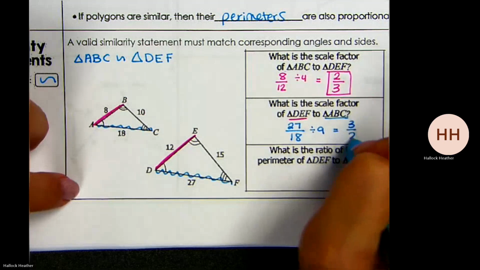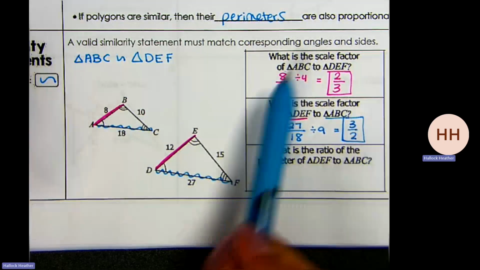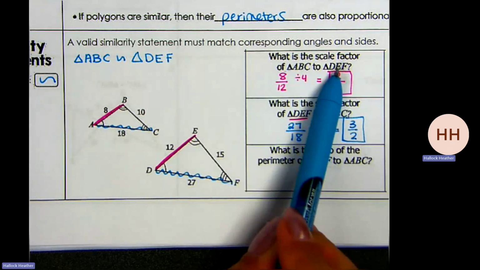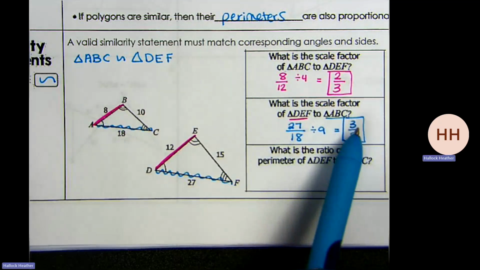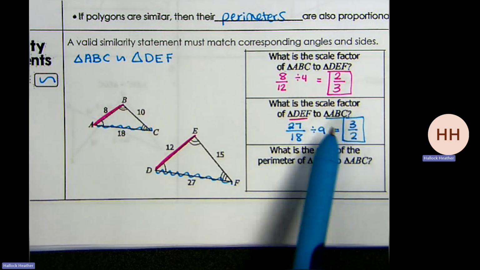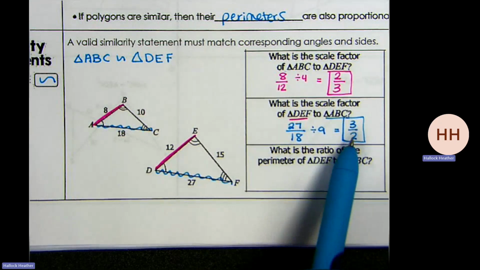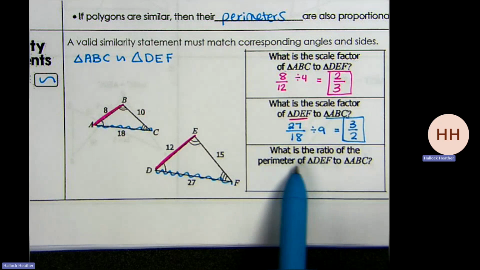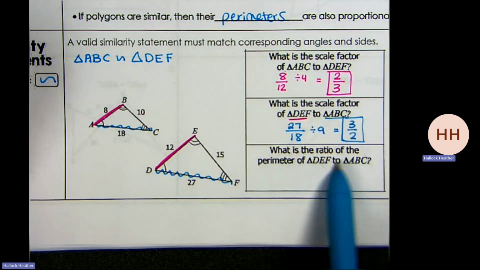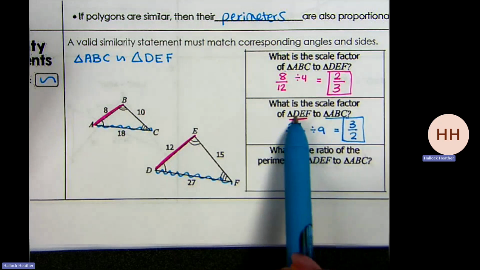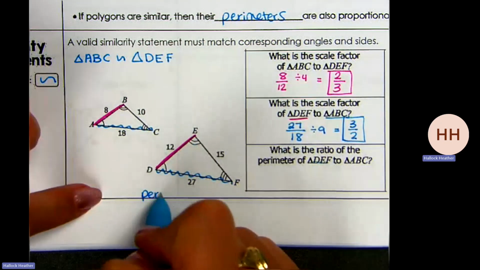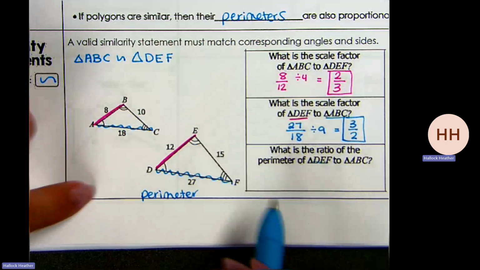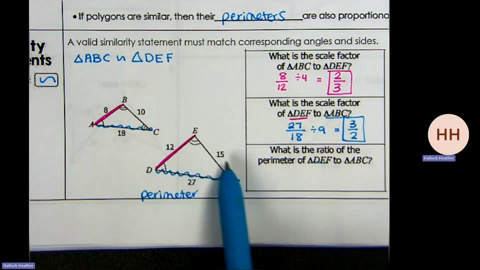3/2. So if they say it as ABC to DEF, it's 2/3. If you work the opposite way, it's the same fraction, just flipped. So instead of 2/3, now it's 3/2. We're going to do the ratio of the perimeter of DEF to ABC. So specifically, we have to use DEF first. So if I'm talking about the perimeter of this shape, the perimeter means I add up all the sides.